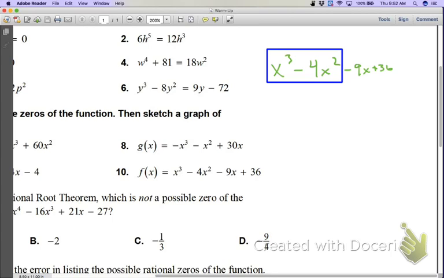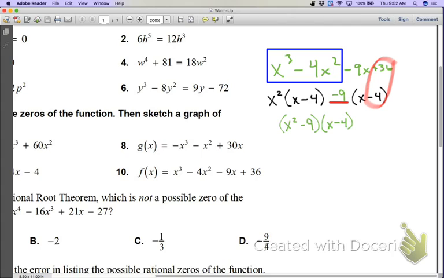So if we factor by grouping, we can factor out an x squared. So then x minus 4. Then there needs to be an x minus 4 here. We need to fill in that blank. So remember, the easiest way to do that is to take the 36 and the negative 4, divide those to get a negative 9. So I have x squared minus 9 and then x minus 4.